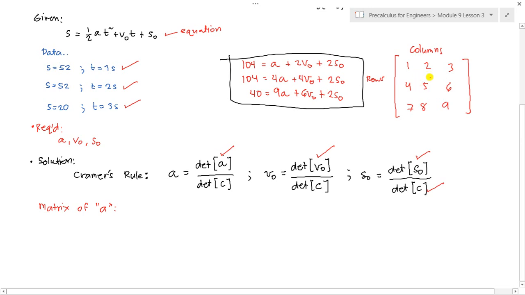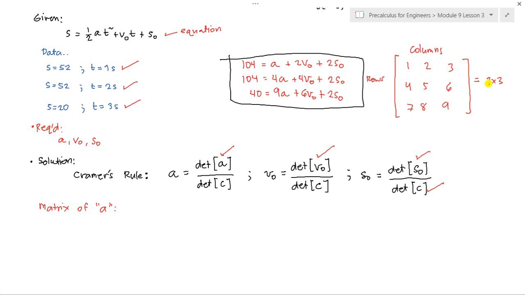So here, what is the size of this matrix? This is a matrix that has 3 columns and 3 rows, right? Correct? Right class? This is a matrix that has 3 columns and 3 rows. That's why we call this a 3 by 3 matrix. Again, a matrix comprises elements arranged in columns and rows.